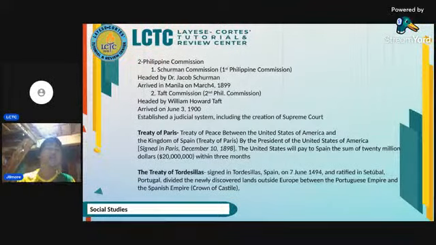So when we say the head of the first Philippine Commission, Dr. Jacob Schurman. When we talk about the head of the second Philippine Commission, William Howard Taft. The Taft Commission is known for establishing the judicial system in the Philippines, including the creation of the Supreme Court. When we talk about the Treaty of Paris, it's a treaty between the US and Spain. The Treaty of Tordesillas is a treaty between Spain and Portugal. Let's proceed.